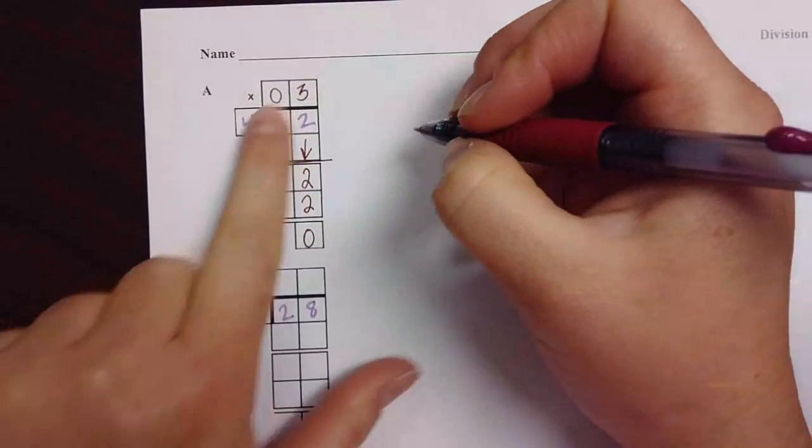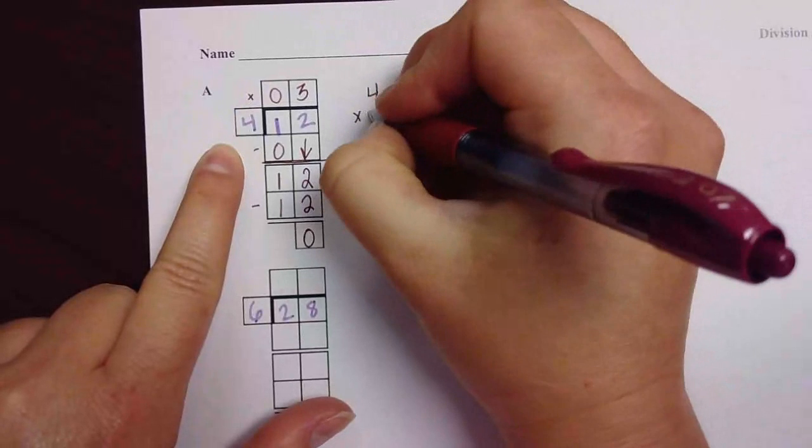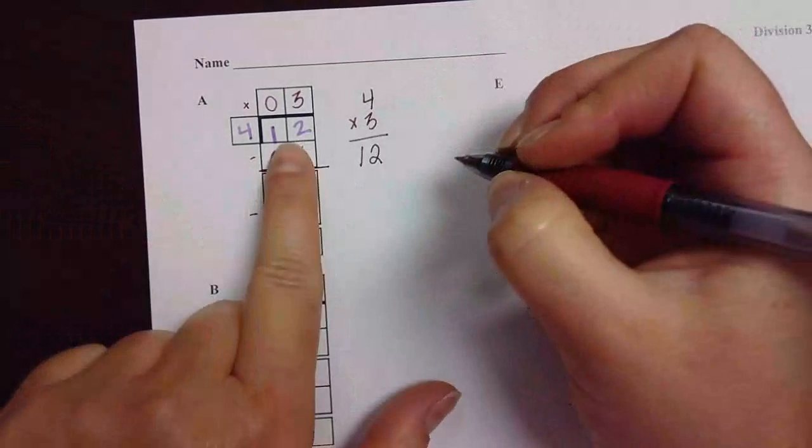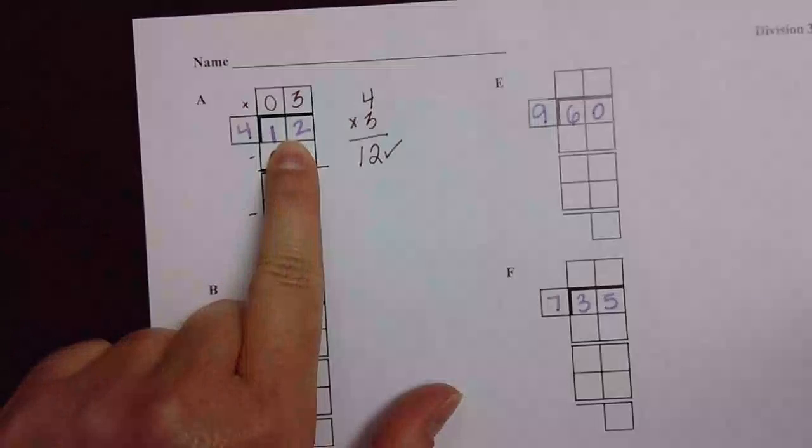So I'm going to multiply the two smaller numbers, 4 times 3, to check my work. 4 times 3 is 12. Is that what my dividend is? Yes. All right.